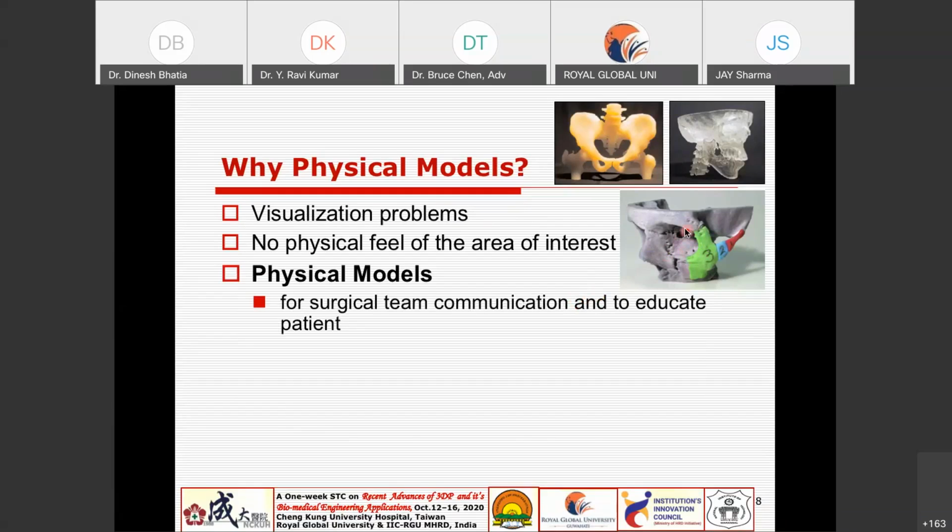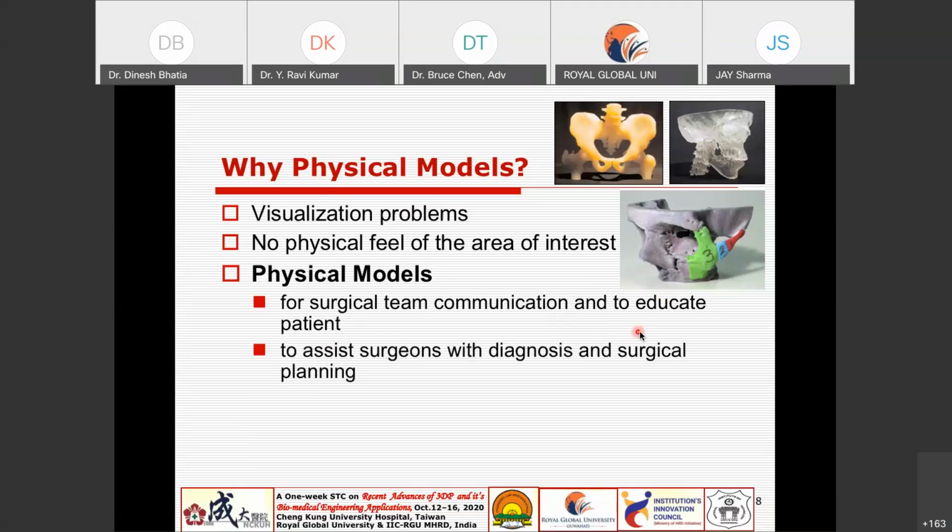Say an ophthalmologist is involved in the surgery for placing the eyeball in the correct place, and a maxillofacial surgeon is also involved in the surgery. In that case, you can have better communication between the team of surgeons, as well as educate the patient on what you're going to do.